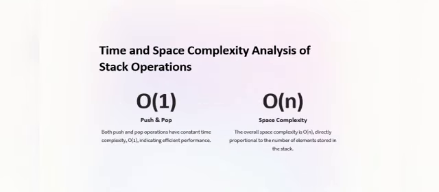Now we see the time and space complexity of stack operations. Big O of 1 for push and pop, since at a time we are doing only one push operation, or only one element is inserted, and we can possibly delete only one element from the stack, so it is big O of 1, that is constant time. Then in space complexity, the overall space complexity is directly proportional to the number of elements stored in the stack. That is, when the number of elements stored increases in size, the space complexity will increase.